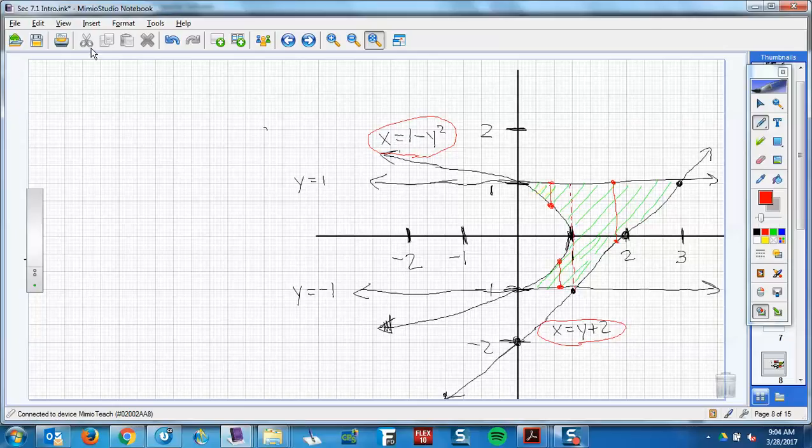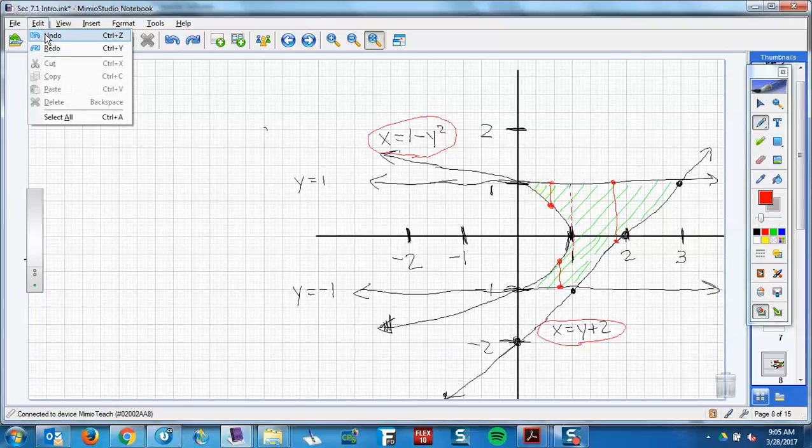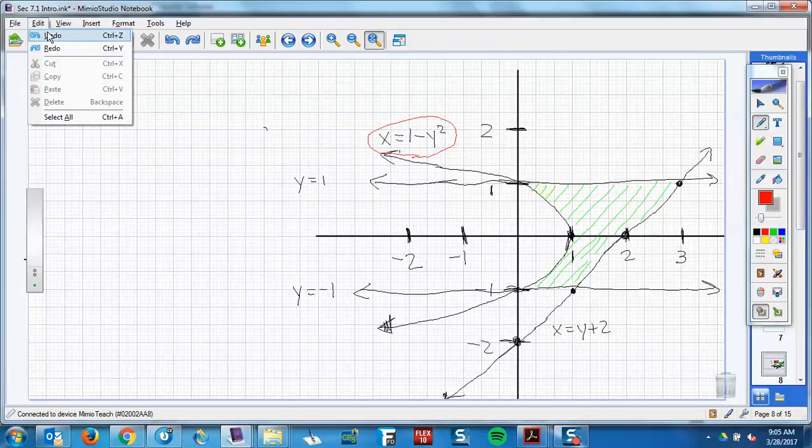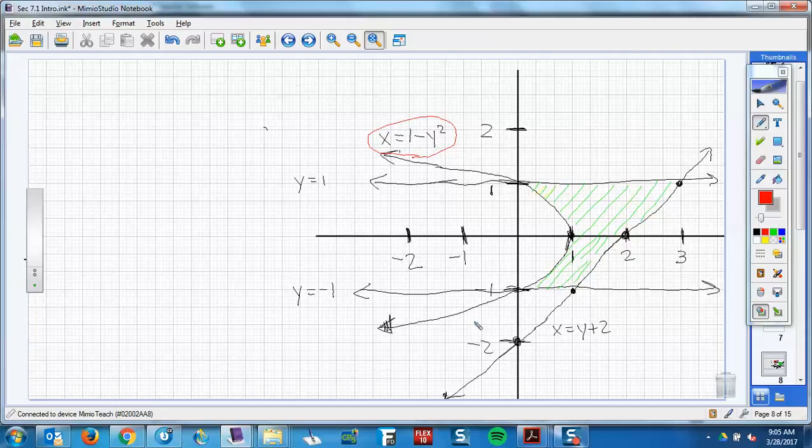Okay, now, let me undo that. Here's what we're going to do. Oh no, it's undoing every one of those little dotted lines. Okay. All right, here's what we're going to do.